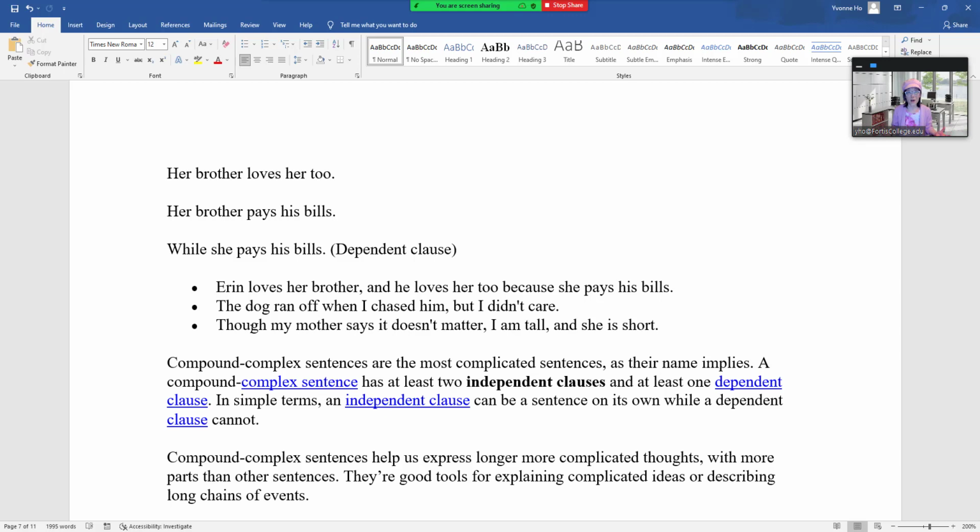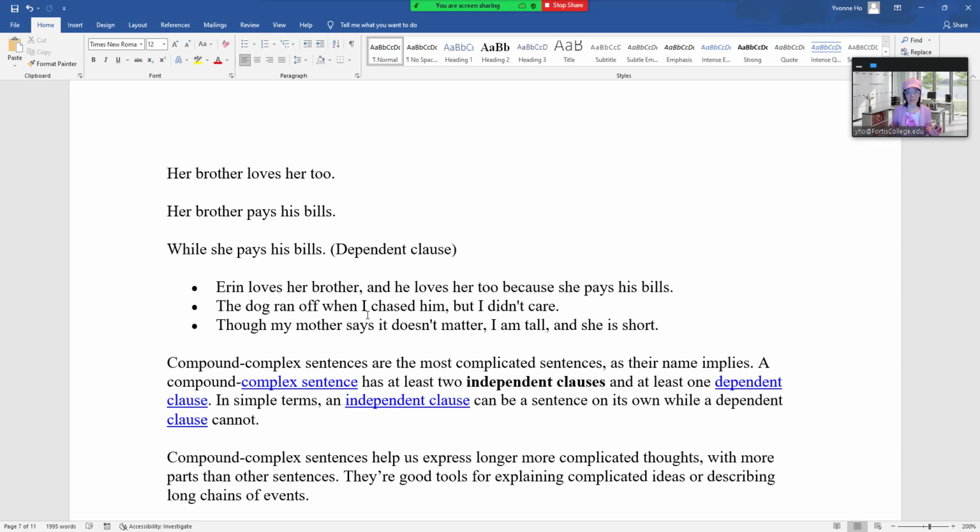The dog ran off when I chased him, but I didn't care. So the dog ran off, independent clause, but I didn't care. Another independent clause, that's the compound sentence. And then here, when I chased him, is the dependent clause that I added to the sentence. Though my mother says it doesn't matter, I am tall and she is short.